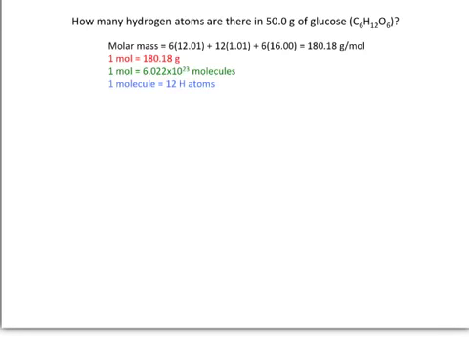So we need the molar mass. I have 6 carbons, 12 hydrogens, 6 oxygens. That gives me a molar mass of 180.18 grams per mole, or I like to rewrite it like this. I have Avogadro's number to get me from moles into molecules. And then once I have the molecules, if we look at the formula, we see 1 molecule of glucose contains 12 hydrogen atoms. So once I have the number of molecules, I can multiply by 12. I'm going to break it up into 2 steps, but you could actually have this all in one long conversion. So first, I'm going to get the molecules of glucose.